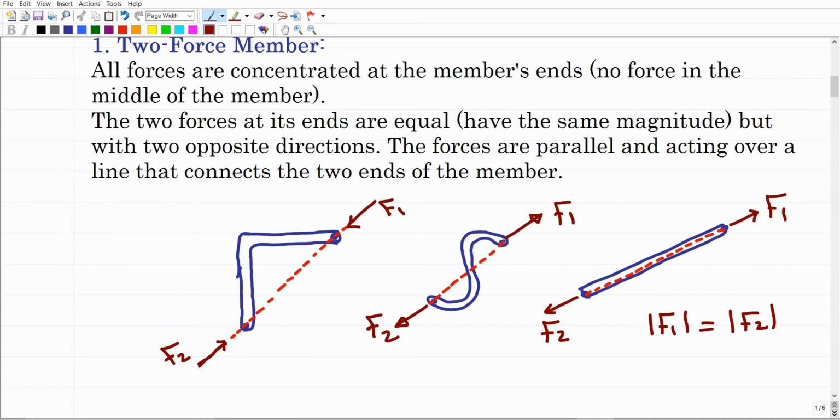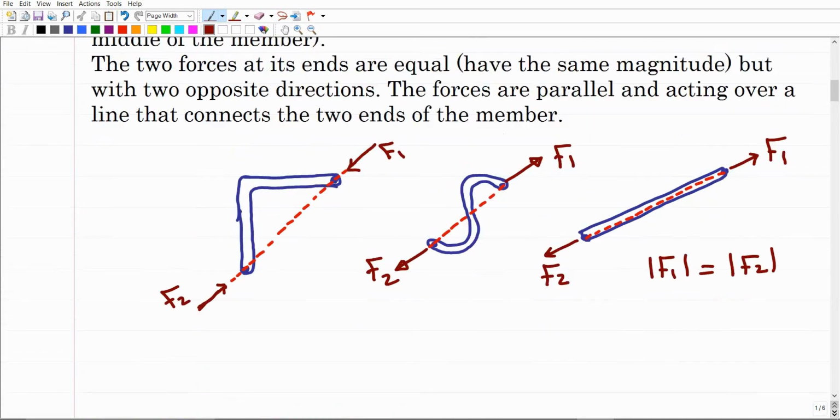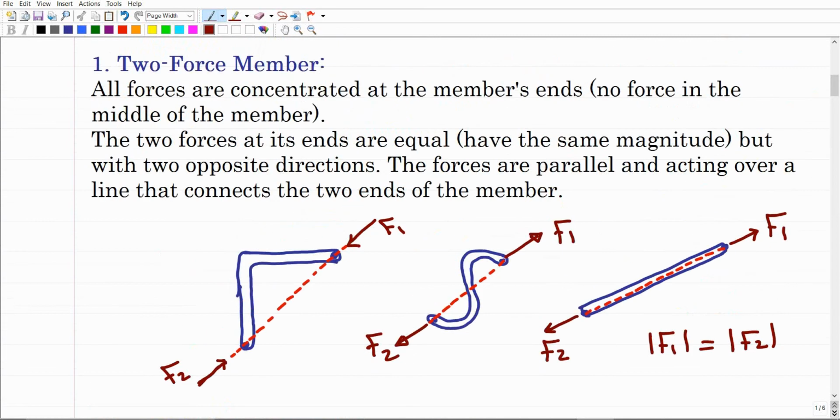So this is for the 2-force member, and this is one of the simplest cases. Simply, if you know one of the forces at the 2 ends, you can come up with the second force. Automatically the second force has the same magnitude, and its direction should be opposite to the original force that is already given. It means that, for example, if F1 is given, we can simply come up with F2.